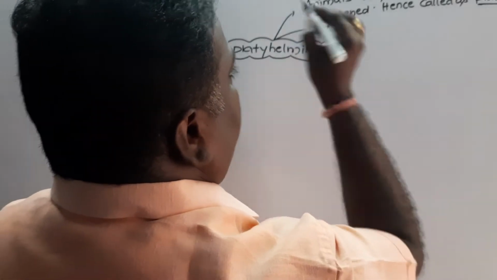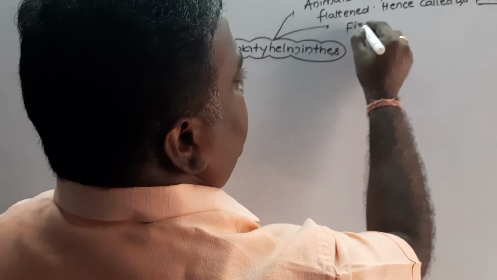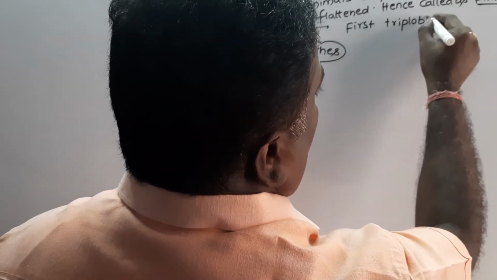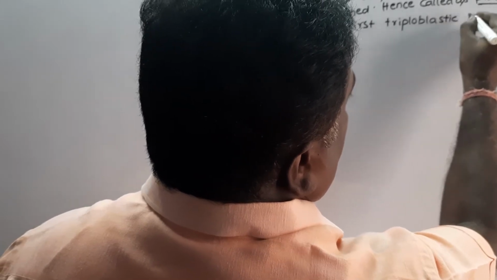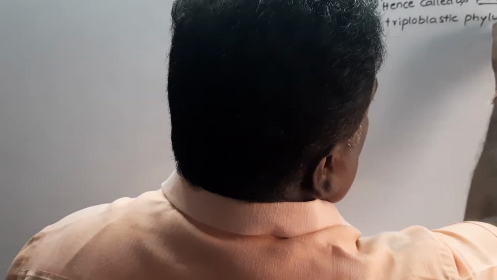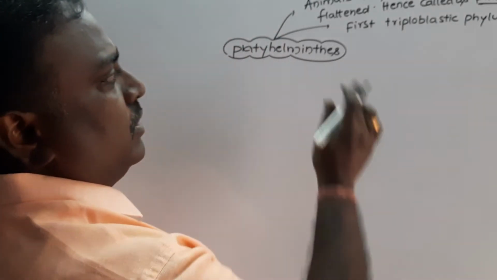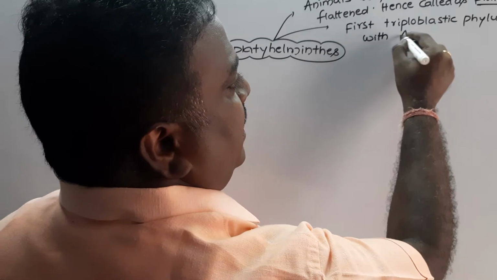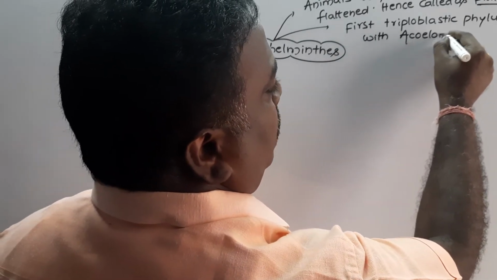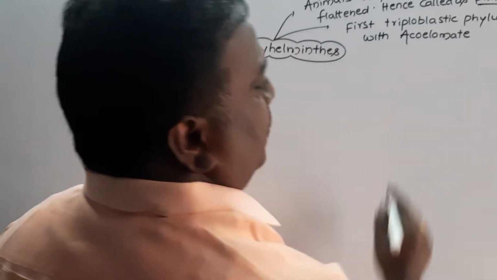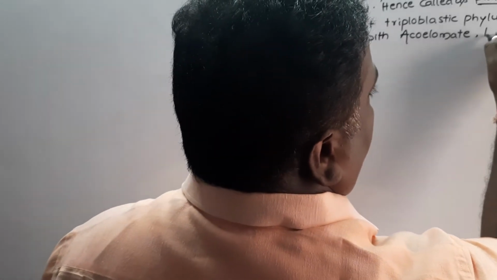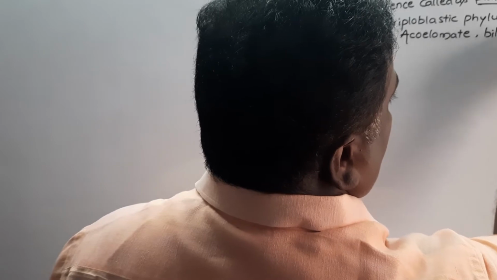That's important. And this is the Platyhelminthes, which is the first triploblastic phylum in the kingdom Animalia. What is the first triploblastic phylum? It is nothing but Platyhelminthes, with an acoelomate condition. Coelom, the body cavity, is totally absent.